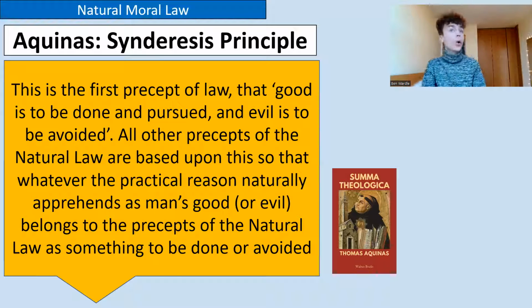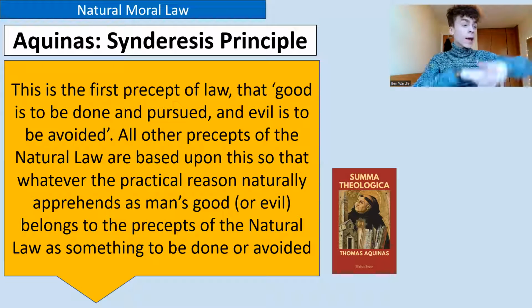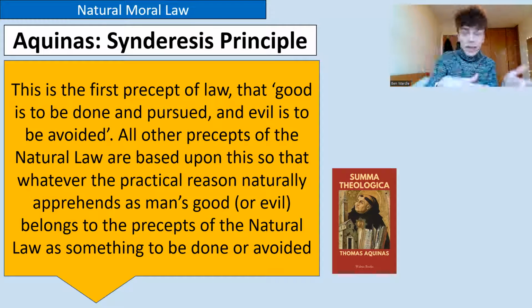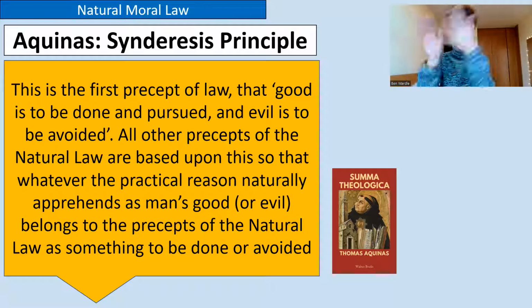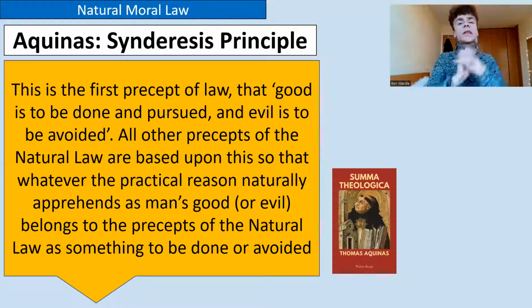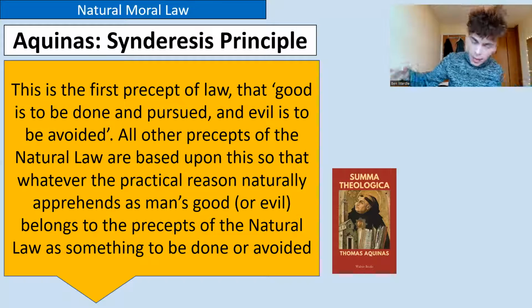And so his whole moral system is based on saying, these are the things you need to do. For example, reproduce and preserve life and educate children, order society, and worship God. And as a result, these are things that need to be avoided. So this principle that good is to be done and pursued and evil is to be avoided is the first precept of law.